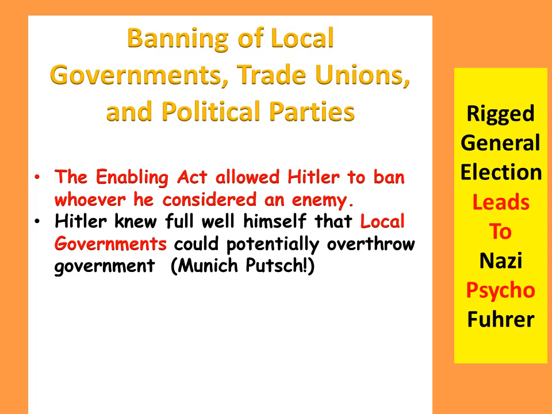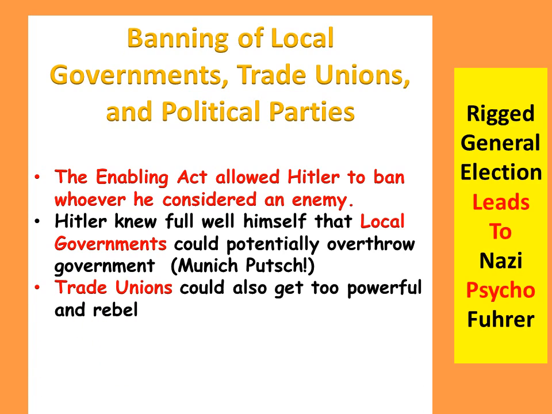So he bans local governments. Hitler knows full well himself that local governments could potentially overthrow the government. He only had to think of his own example, which was the Munich Putsch. Obviously that didn't go very well for Hitler and he ended up in prison, but he knew that he was able to take over the Bavarian government, which was a local government, with the view to actually then taking over the main government. So he knew himself from his own workings that local governments were a potential threat, so he got rid of them and reorganised them. He also knew that trade unions were very powerful and they could get too powerful and rebel. Trade unions, remember, are essentially any kind of working organisation with their representatives who campaign for better pay, better workers' conditions.